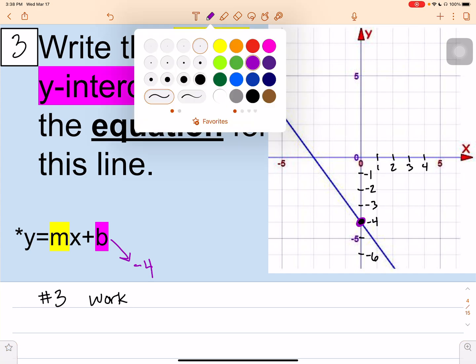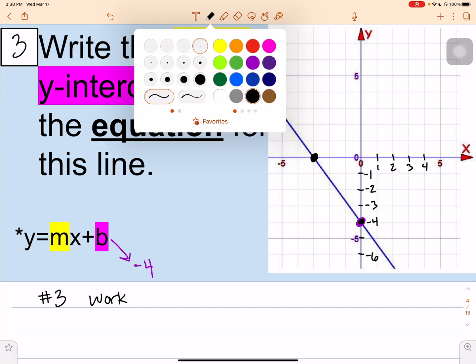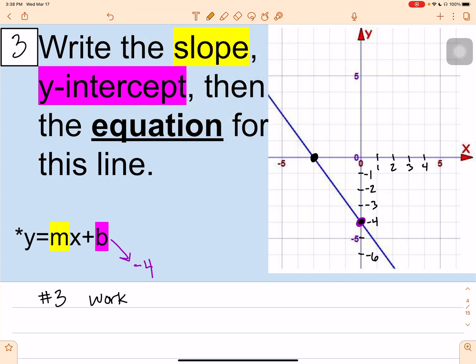Now, if I were to draw a slope triangle, I need to find my lattice points. So this one looks really close, but it does not cross perfectly right there. It's just a little off. So we can't use that one. But this one right here is a perfect lattice point. So we know that the line crosses right through that point. So we can use that to draw a slope triangle.